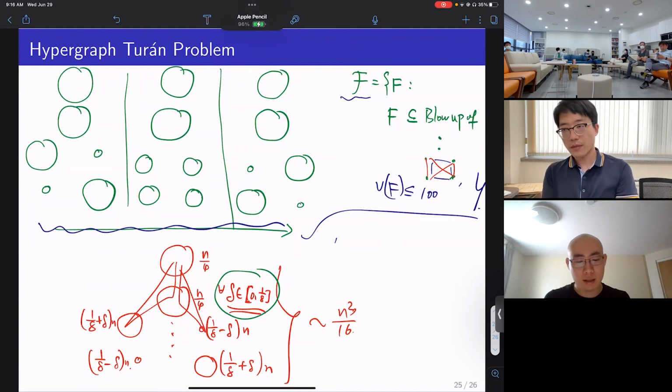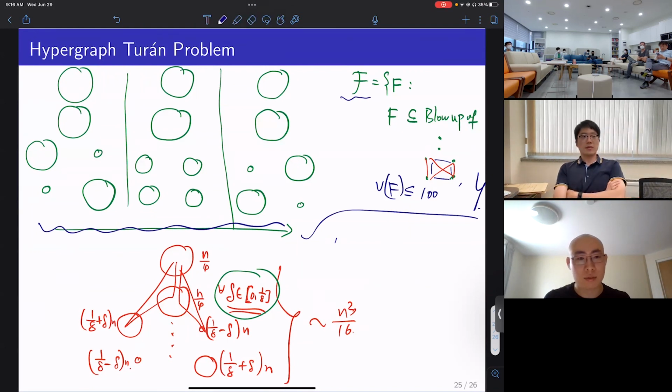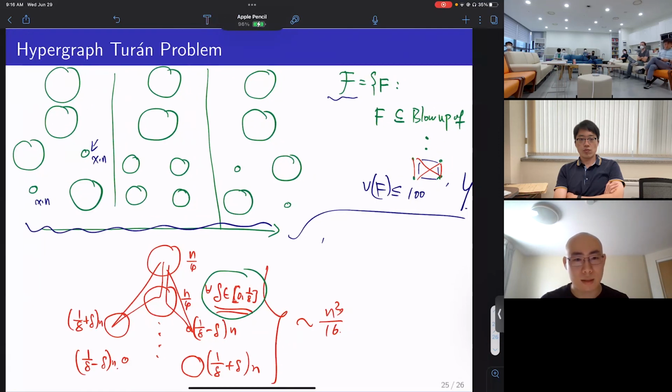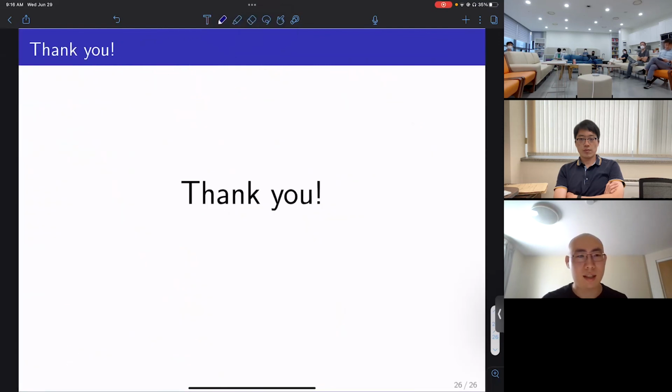And apparently you cannot approximate the structure of these constructions using finitely many structures, because the size of this part can be any real number. Okay, so that's the last result we have.